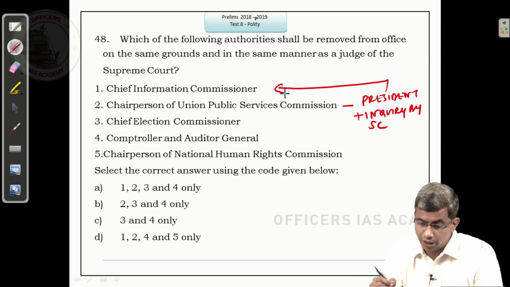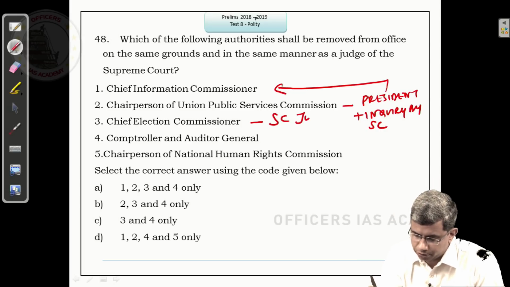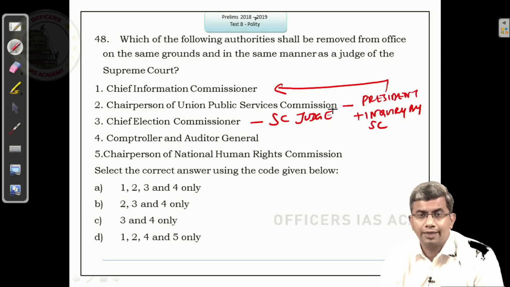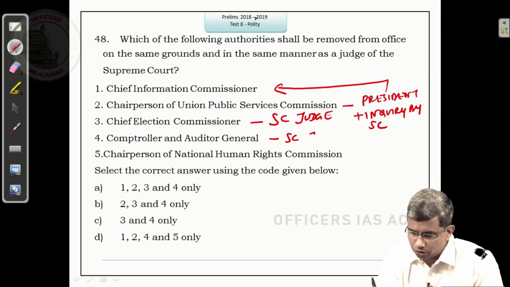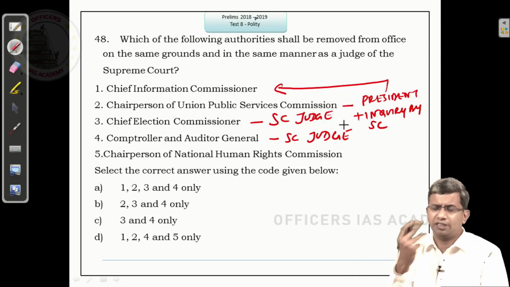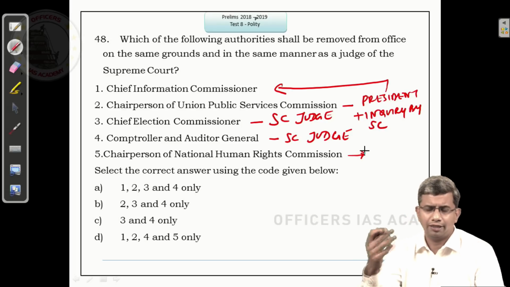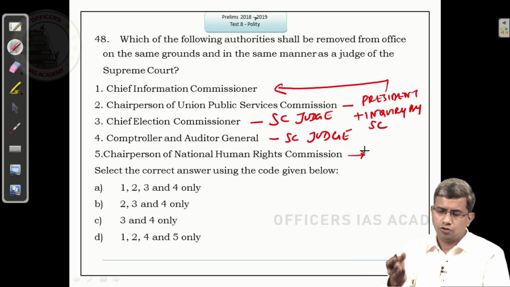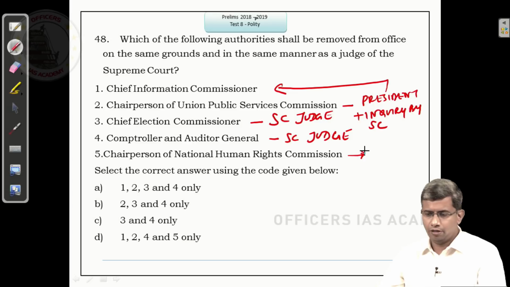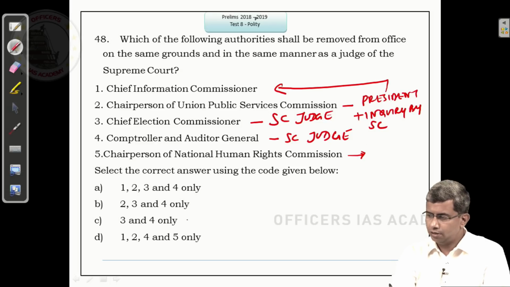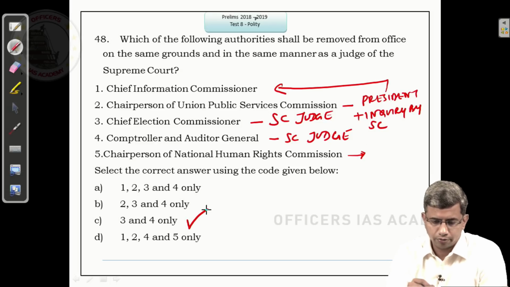Chief Election Commissioner, yes, like a Supreme Court judge. CAG, yes, like a Supreme Court judge. But NHRC Commission Chairperson, this is not removed like this. I think it is just the President who removes them. So, just re-look at that act as to what is the process for removal, but definitely not like a Supreme Court judge. So the correct answer is C, 3 and 4 only.